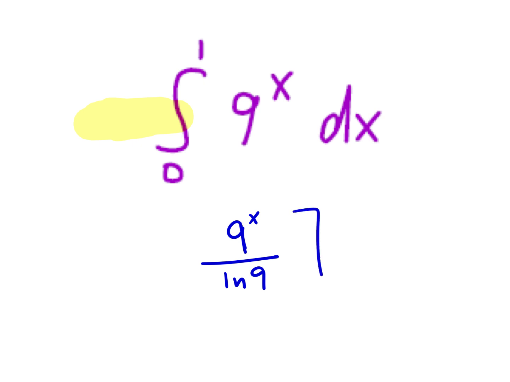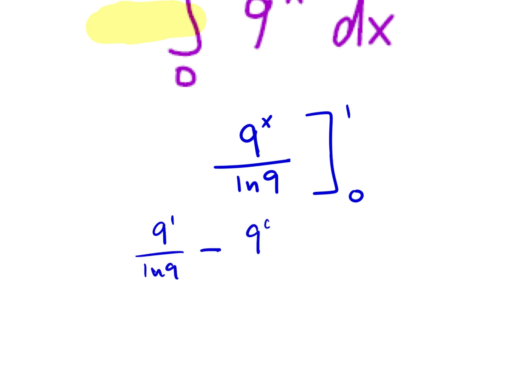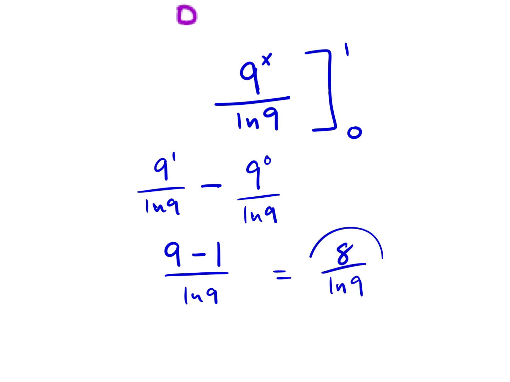Then we need to plug in from 0 to 1. So plug in 1 first. We'd have 9 to the power of 1 over the ln of 9 minus 9 to the power of 0 over the ln of 9. So this would be 9 minus, what's 9 to the power of 0? 1. So 9 minus 1 over the ln of 9, which would be 8 over ln of 9. This would be like the one question that you would need your calculator for. So just plug this into the calculator.